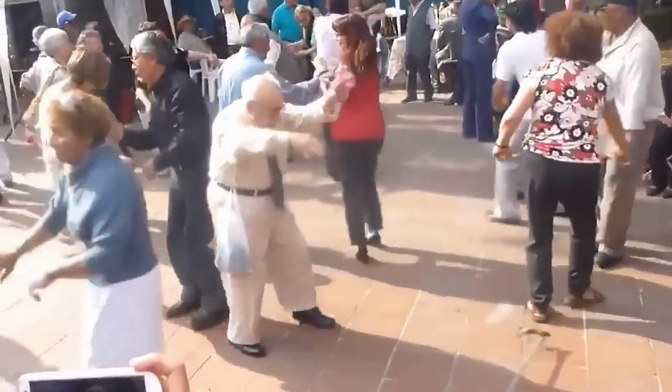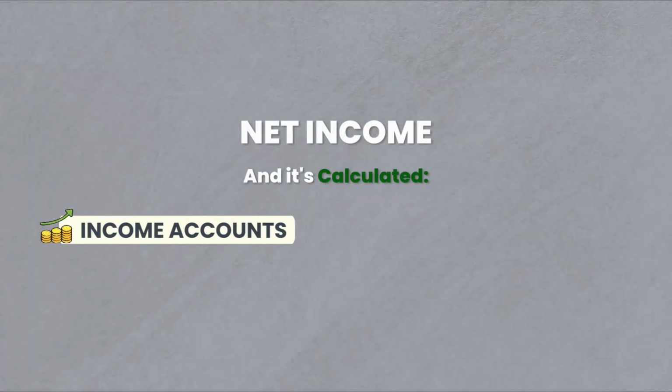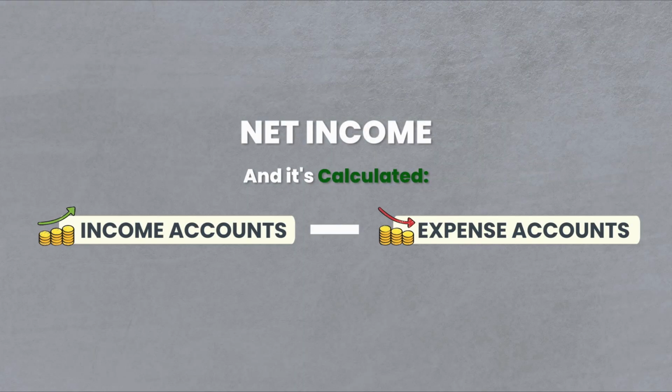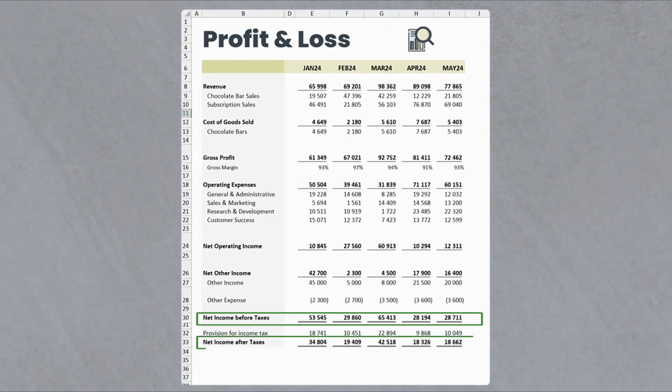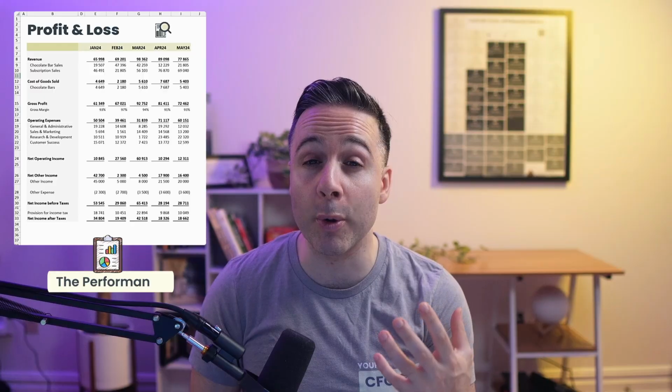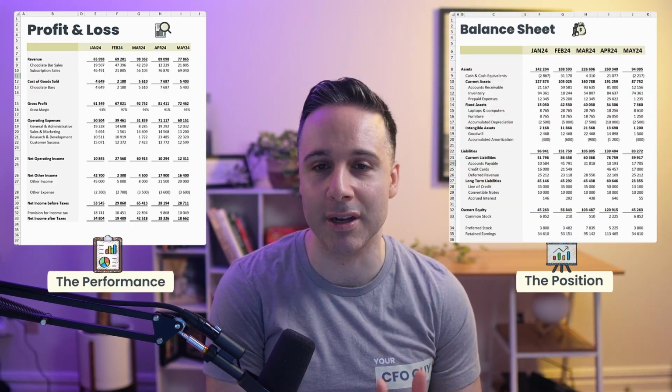And finally, net income. This is the granddaddy profitability metric. It's the one and only Eagle Double G. And it's calculated by taking your income accounts and subtracting out all of your expense accounts. Now, this can be shown before tax or after tax. It's all dependent on whether your business is generating a positive net income. So to summarize, the profit and loss tells you about the performance of your business, while the balance sheet tells you about the position of your business.